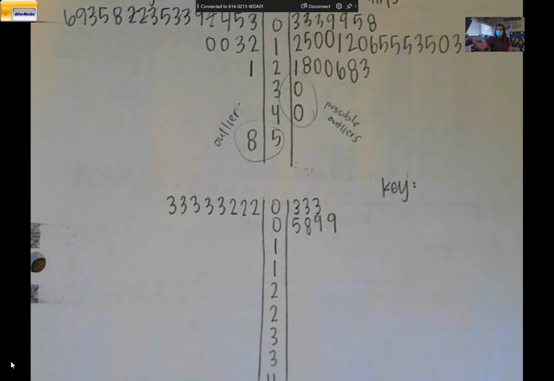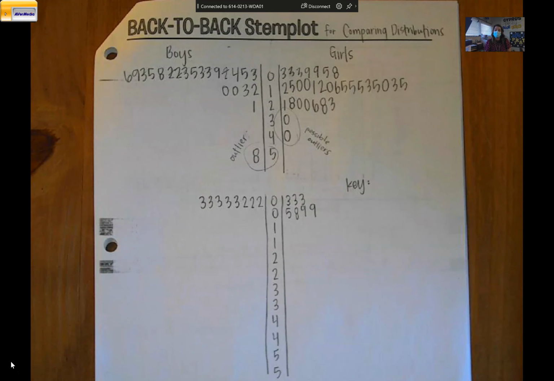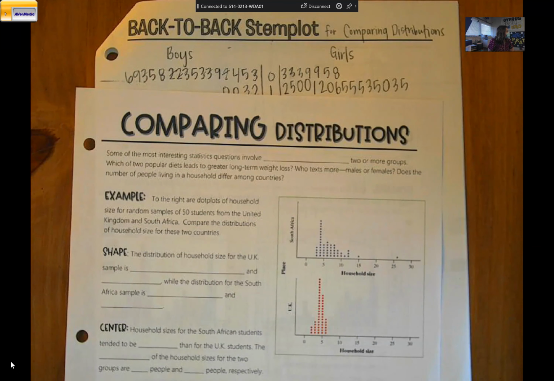Yes? So that is the preview for what we're about to formalize on our comparing distributions worksheet that I brought you. So finish up whatever stem you're on and then go to that note sheet. This is the note sheet that I want you to go to.